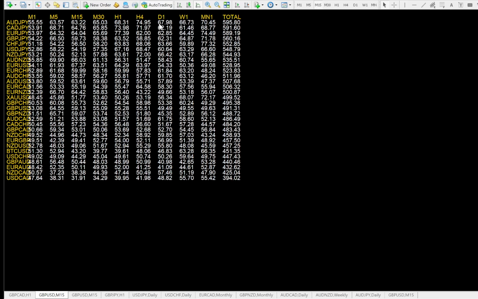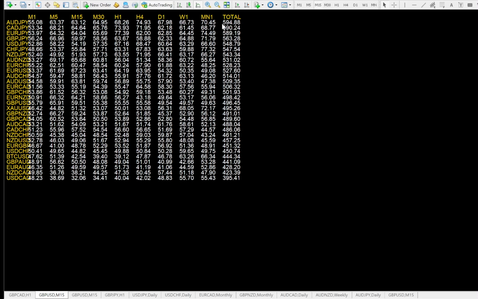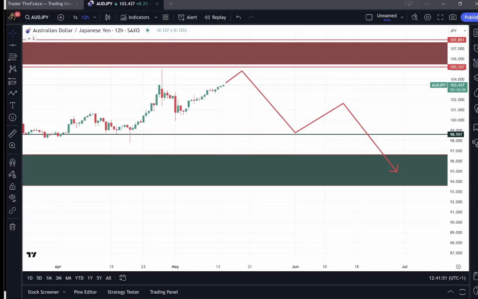If we look at the RSI dashboard, from the 4 hour up, they're all approaching heavily overbought areas. The total value is approaching 600 across all time frames. On the RSI dashboard, once that goes over 600, this will flash red, and it is likely going to be a sell setup on the horizon.